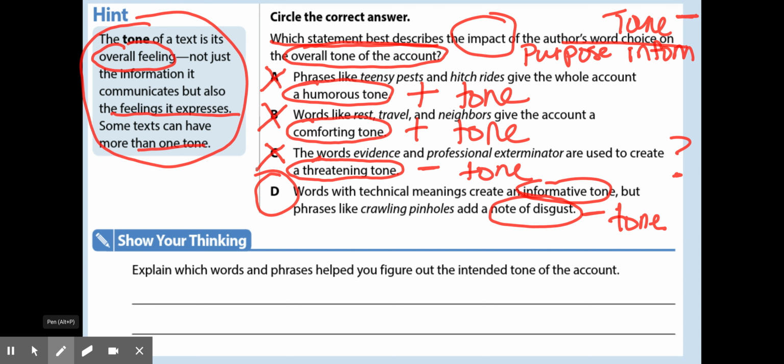So then our last step we have is to show your thinking, which is to explain which words and phrases helped you figure out the intended tone of the account. Well, I'm going to give you a hint. Go back and look right here and see if that helps, because you're trying to show me how you got your tone. So I'm going to give you a second to get that written in before I show you my answer.